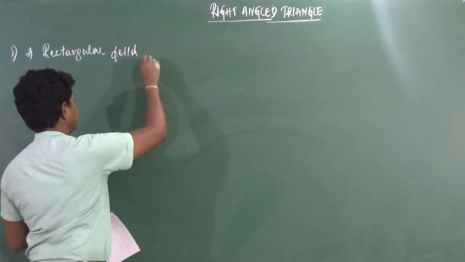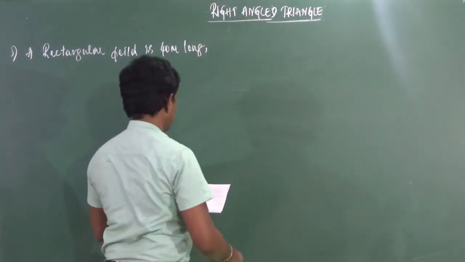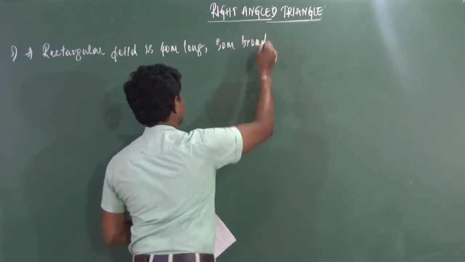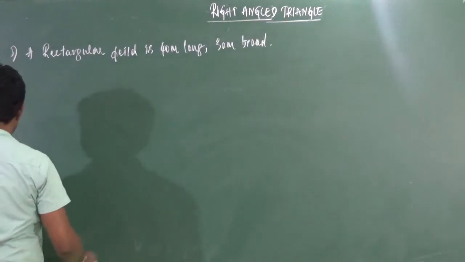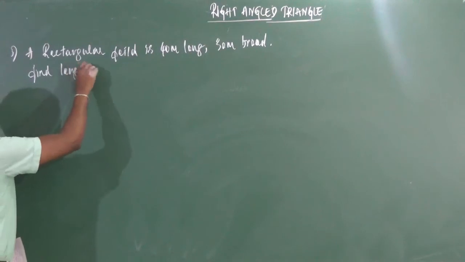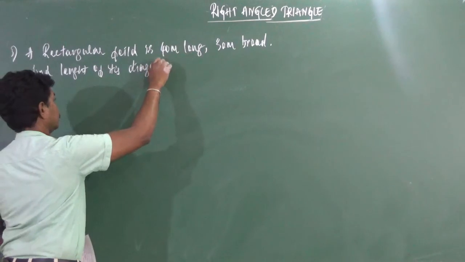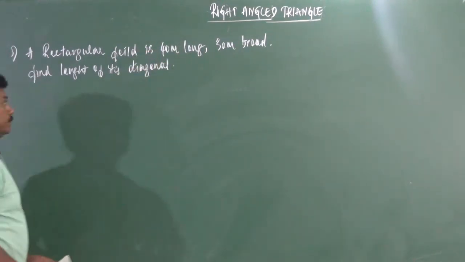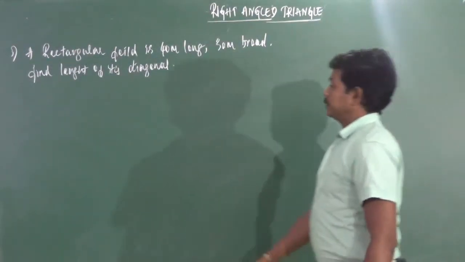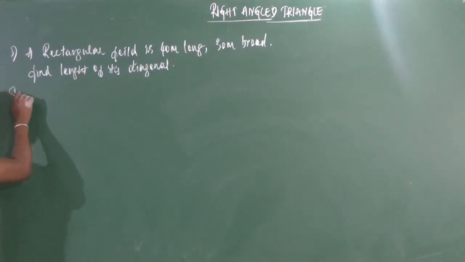A rectangular field is 40 meters long and 30 meters broad. Find the length of its diagonal. Right. Very simple problem. So it is an application. The rectangular field is 40 meters long and 30 meters broad. So let us get into the problem.